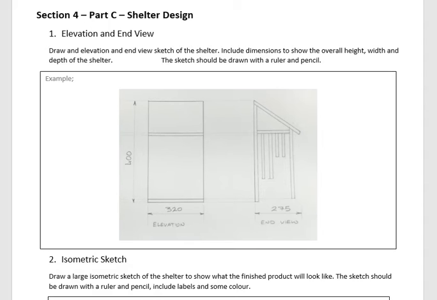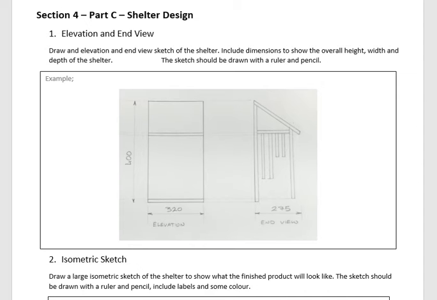We're on section 4, part C of the conservation project. This is all about the shelter design. So in the last section you researched roughly what shelter you plan to build, whether it was going to be made out of timber or stones or twigs or what materials, and generally what it was going to be designed like. Here we need our finished design.